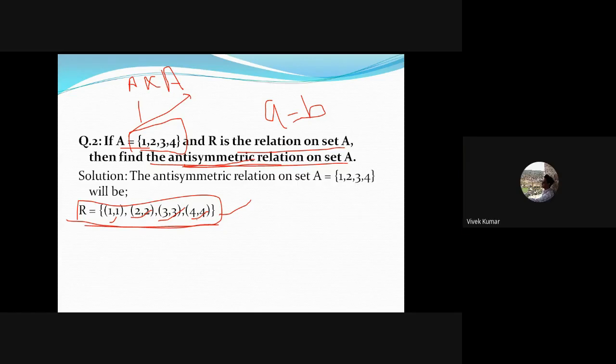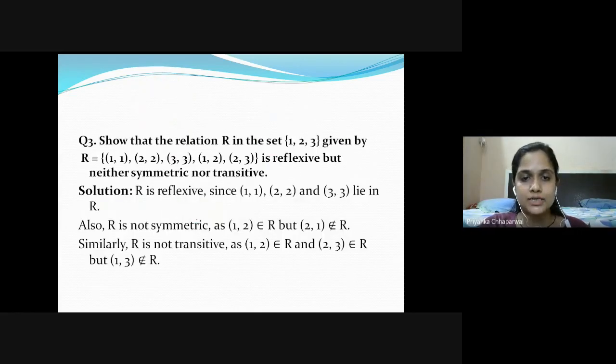Yes, madam. Okay. Then question number three. What is the question? Show that the relation R in the set A, I'm not giving the name, is given by R. Firstly, I find A cross A. In A cross A, I take one subset, it is R. R is (1,1), (2,2), (3,3), (1,2), (2,3). So I want to prove it is reflexive, but it is neither symmetric nor transitive.